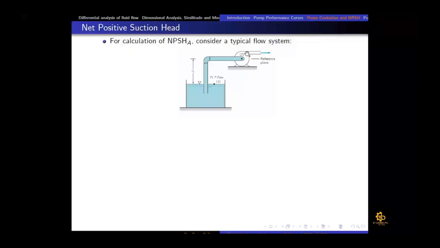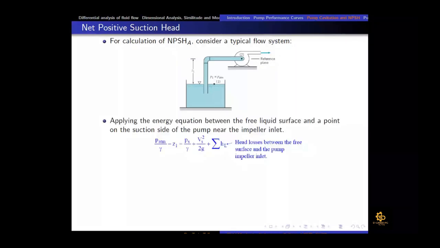If we apply the energy equation between the free liquid surface, which is point 1, and a point on the suction side, which is point 2 (the suction side is basically the inlet of the pump, and the pressure side is the outlet of the pump), then we can write that P1 is equal to P atmospheric, and V1 is equal to 0, because we are taking it as a large container. Then Z1 is with a minus sign, so it is minus Z1, as you can see here.